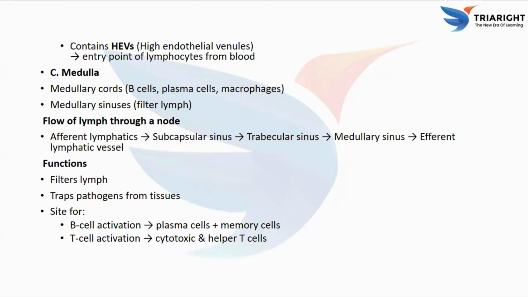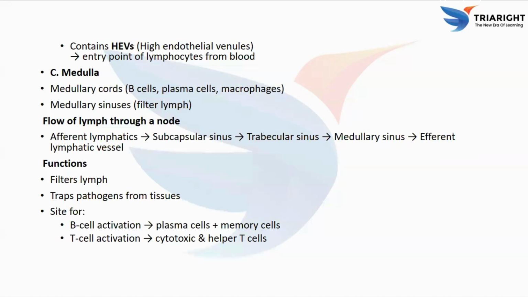So what is the function of HEVs? They allow the lymphocytes from blood to enter the lymph node directly, especially naive T cells and B cells. This is important because lymph nodes must constantly receive fresh immune cells to monitor for infections.